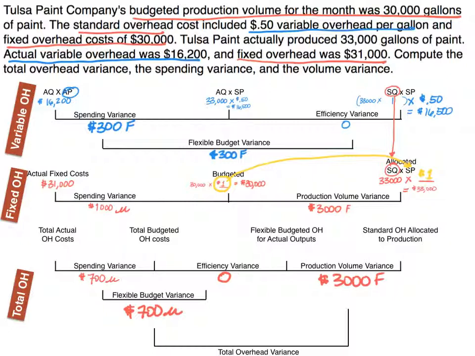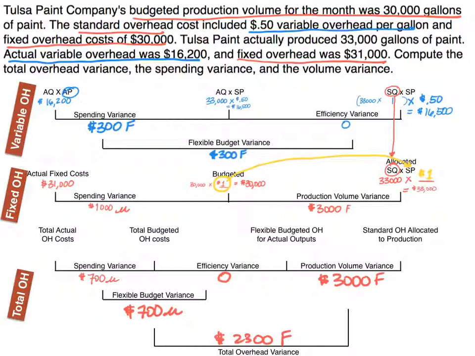And the total overhead variance, two ways you can get that. Take the flexible budget variance, which is unfavorable, and sum it with the production volume variance, which is favorable. So that gives us a $2,300 favorable total overhead variance. Or you can just sum all three of these main variances together. So you have a $700 unfavorable, 0, and $3,000 favorable. So $700 unfavorable, $3,000 favorable equals $2,300 favorable.